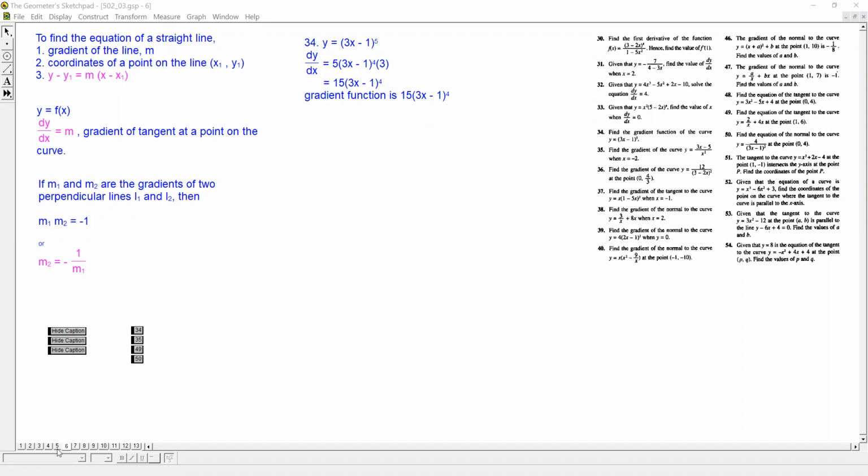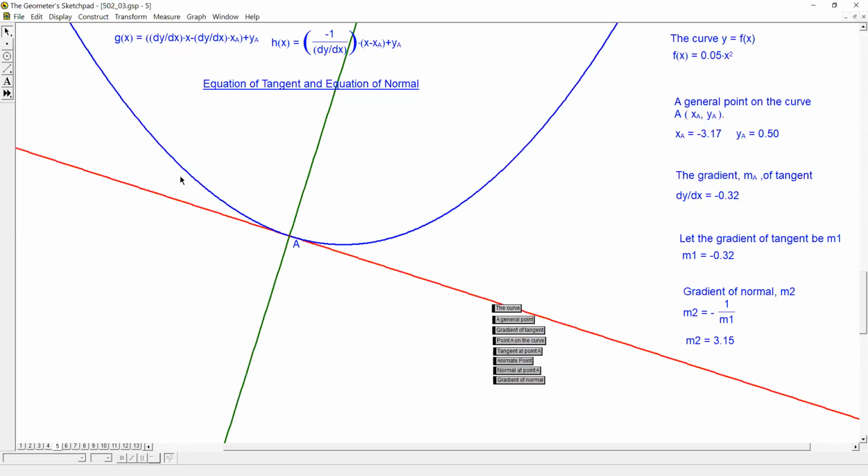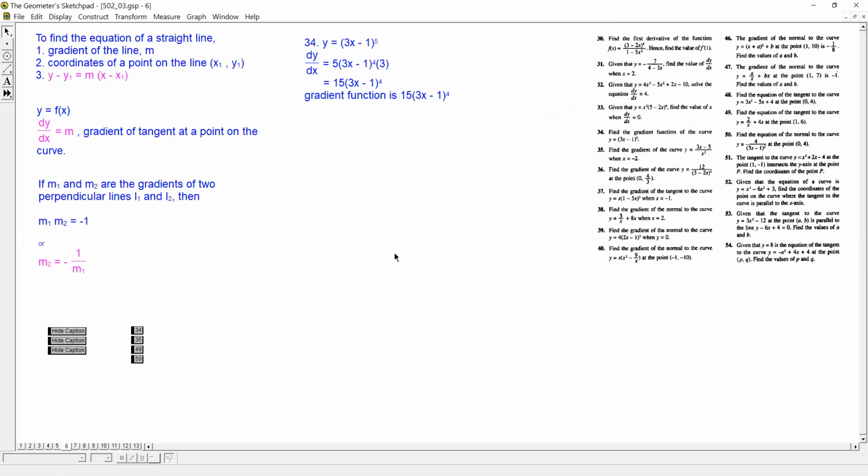Of course, you know what is happening already. You know there is a normal, there is a tangent there, and we are supposed to find the equation of tangent and normal. Now, how do you go about finding the equation of tangent and equation of normal? Do you make use of these three things here? Okay, so example number 34 is here.